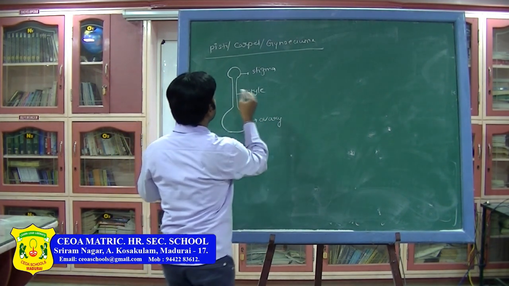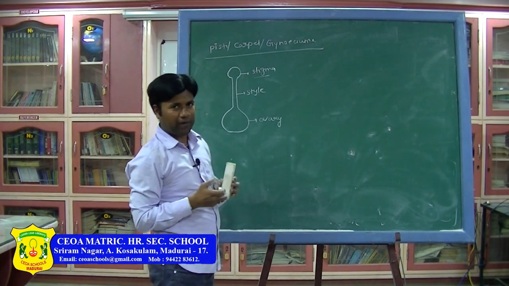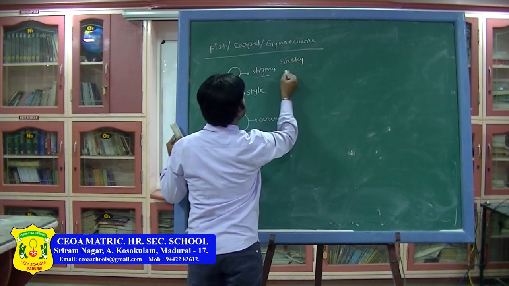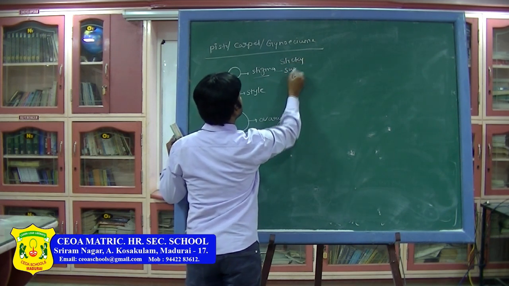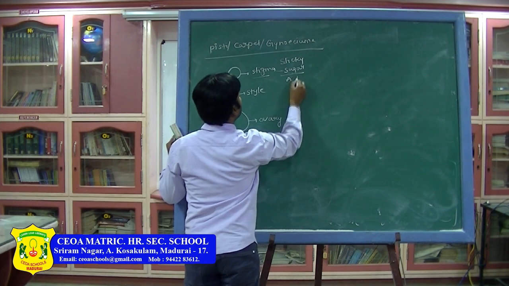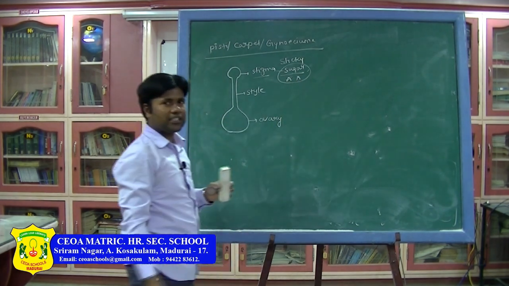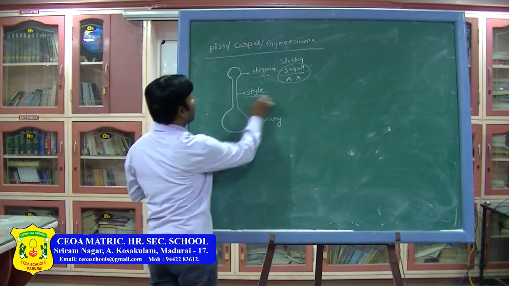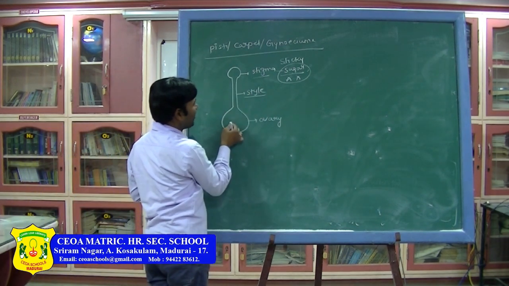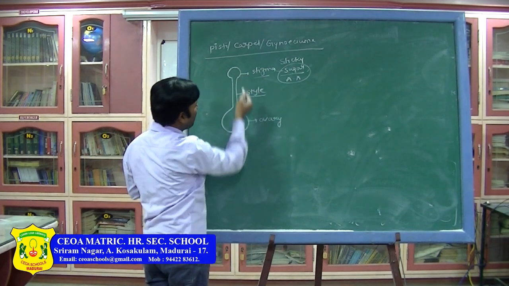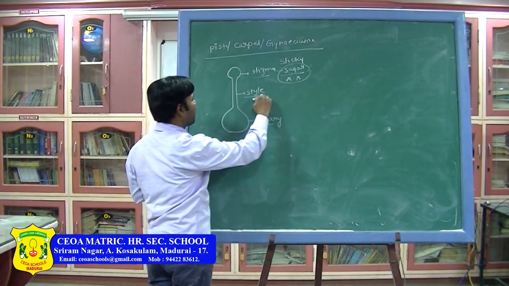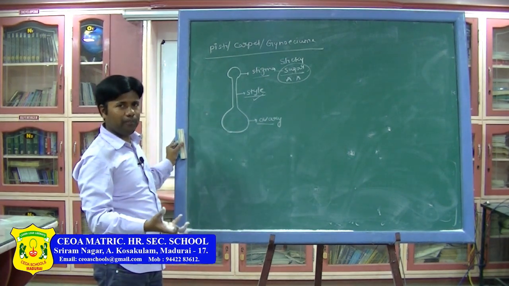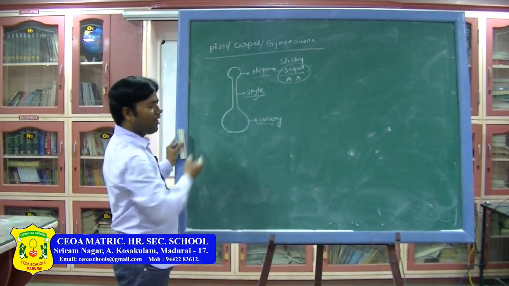The stigma is a bulged and beaded part. It is sticky in nature due to the presence of sugar, amino acids and some chemicals. Next, the style is a narrow tube-like structure which connects the stigma and the ovary. The ovary is the basal, bulged, swollen part of the flower.